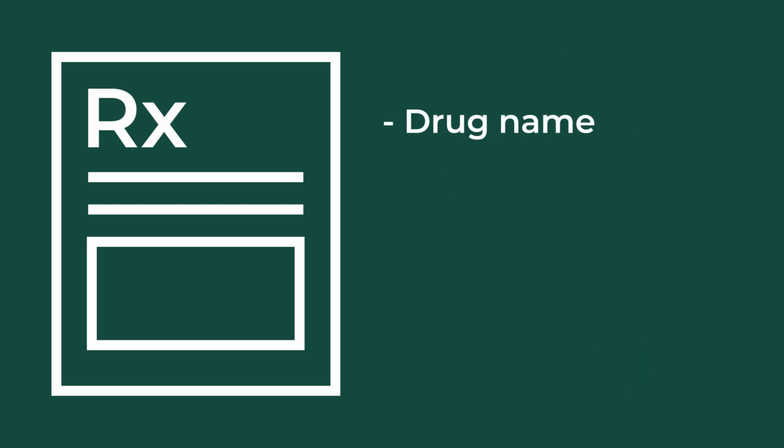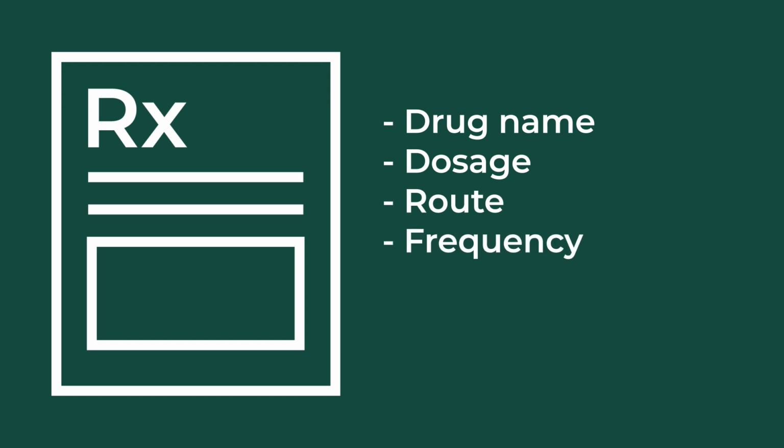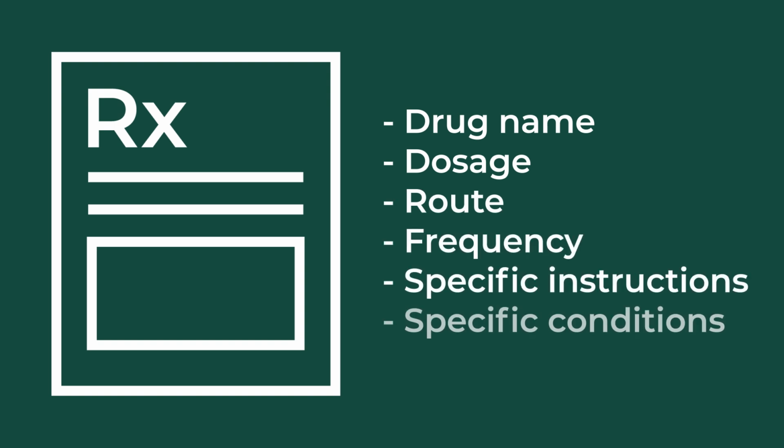When reviewing a drug order, it's important to pay close attention to each part of the order. A typical medication order will include the drug name, dosage, route, frequency, and sometimes specific instructions or conditions for administration.